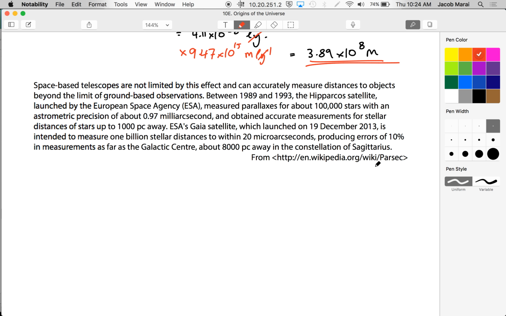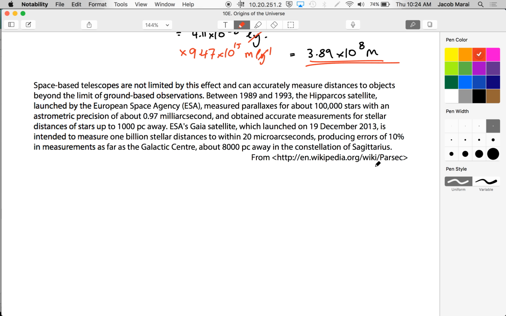So basically, put a telescope in orbit around the Earth, have it looking as far away as you can, looking for measurements of parallax from one point in orbit. 6 months later, when you're on the other side of the sun, take your measurements again, and then you're getting very, very small parallax. Now, this is the most accurate.